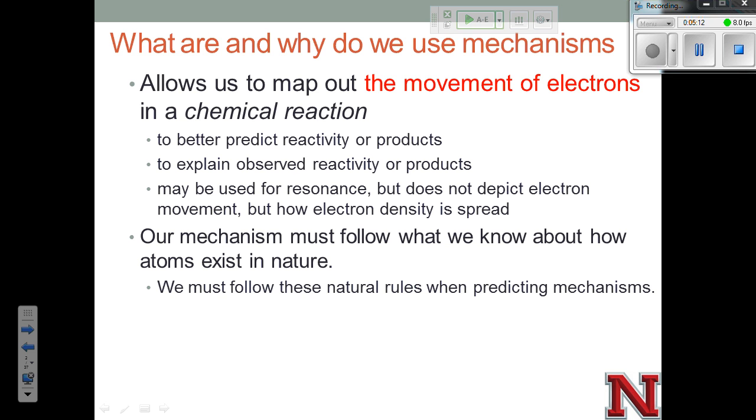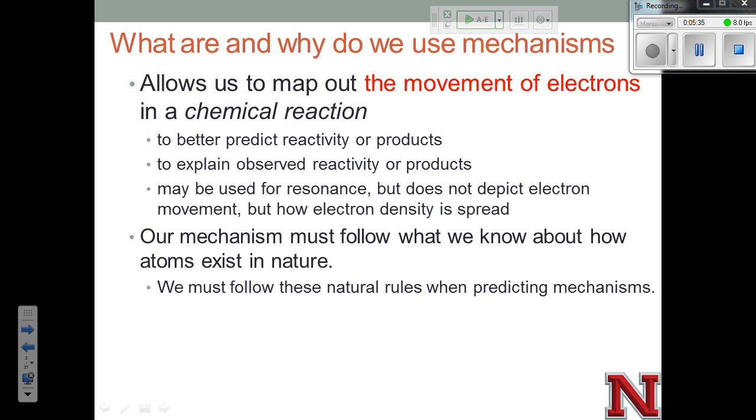When we're writing a reasonable mechanism, we should always be following what's likely to occur in nature. So that's why we talk about stability. We really focus on stability of things. We talk about those reaction coordinate diagrams. If you draw a transition state that's really unstable, remember, that's going to be a really high activation energy. That's not a reasonable mechanism.